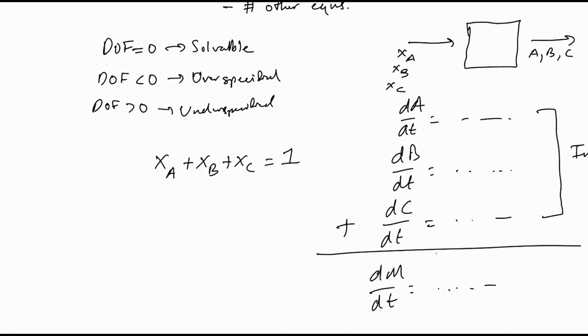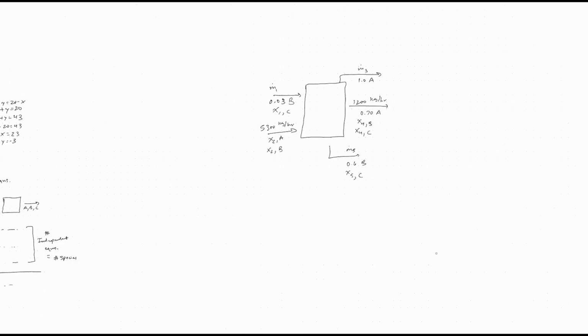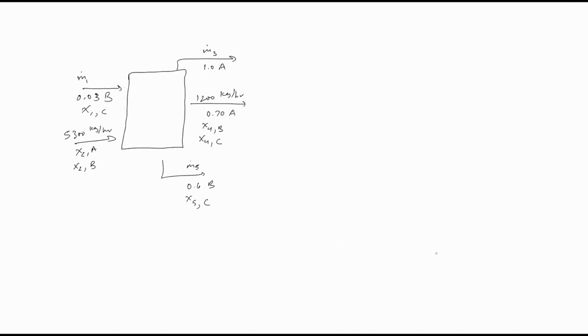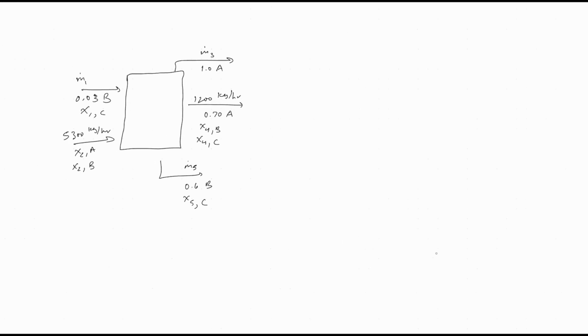So now that we have that, let's actually put this into practice with a problem. So we have the following system here. And the question is, what is the degrees of freedom here? As a reminder, degrees of freedom equals number of unknowns minus number of independent equations minus number of other equations.